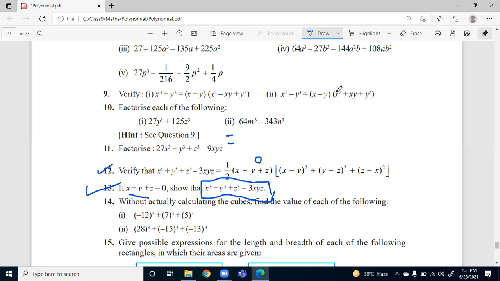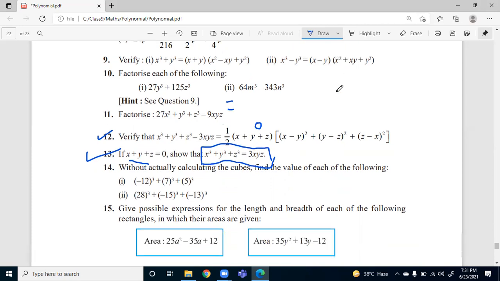Ma'am, this was the last one. Yeah, that is the last identity.